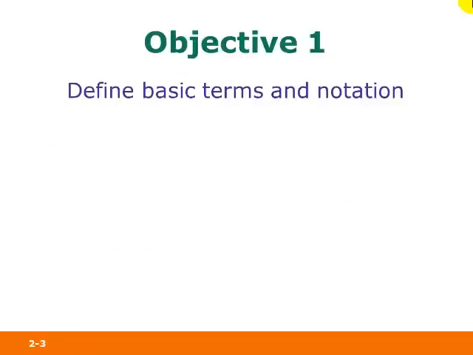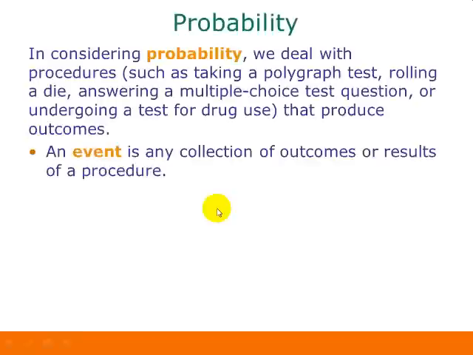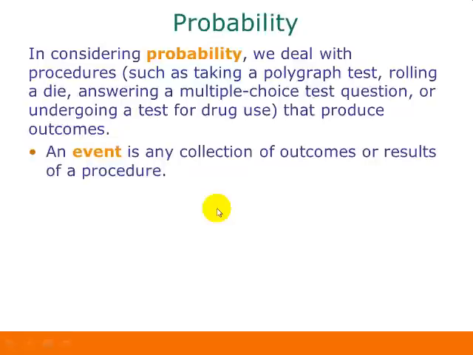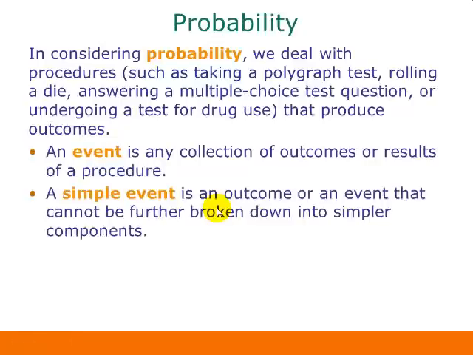So objective 1 is to define basic terms and notation for probabilities. In considering probability, we deal with procedures such as taking a polygraph test, rolling a die, answering a multiple choice test question, or undergoing a test for drug use that produce outcomes. An event is any collection of outcomes or results of a procedure.